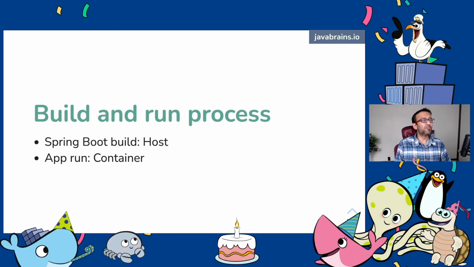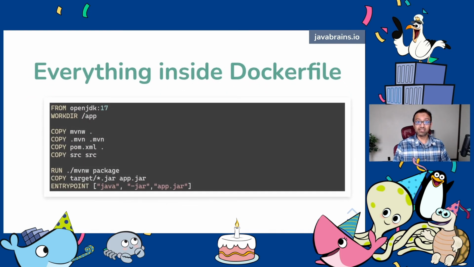Now, can we do better, right? Here we are assuming that the host has Java installed, right? Can we have the build run in a container too? You already have a Java container, right? So why not use that to not only run the Spring Boot application, but also use a Java container to actually build your Spring Boot application? Well, that's possible. Here is an example of doing everything inside a Dockerfile.